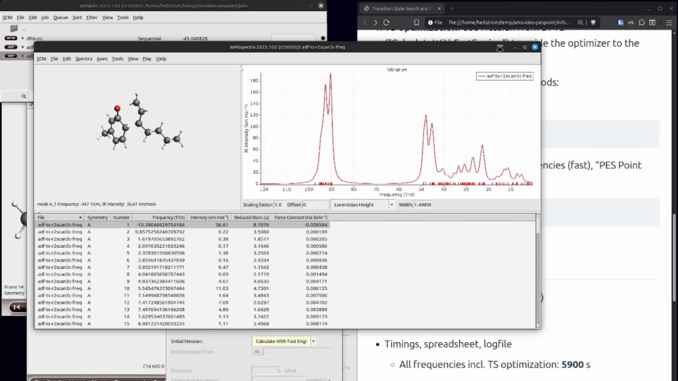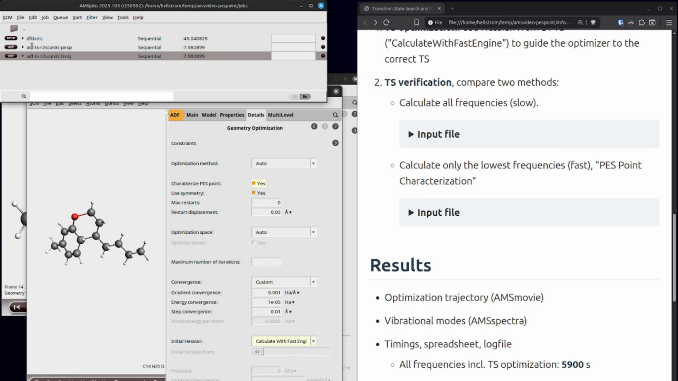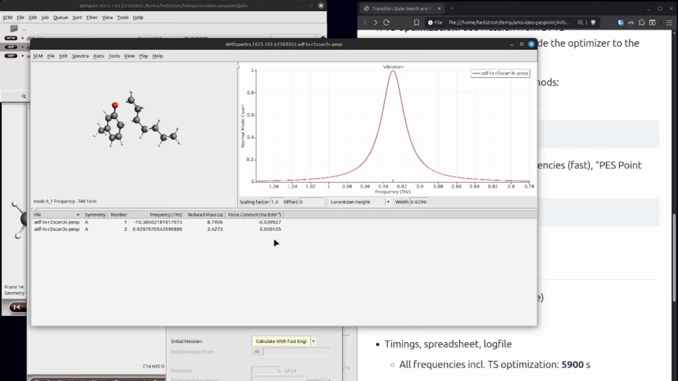So instead, with the PESPointCharacterization, I can open in AMS Spectra. And then we only get two modes, the two lowest lying modes, and then we see this mode is exactly the same and it's imaginary. So I only need to calculate these two modes to verify that I have a transition state.